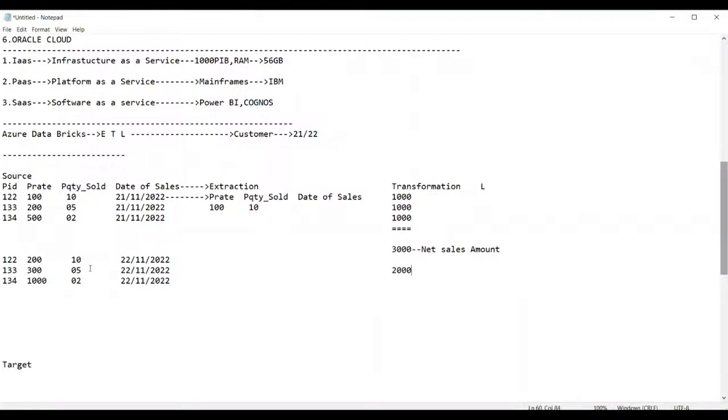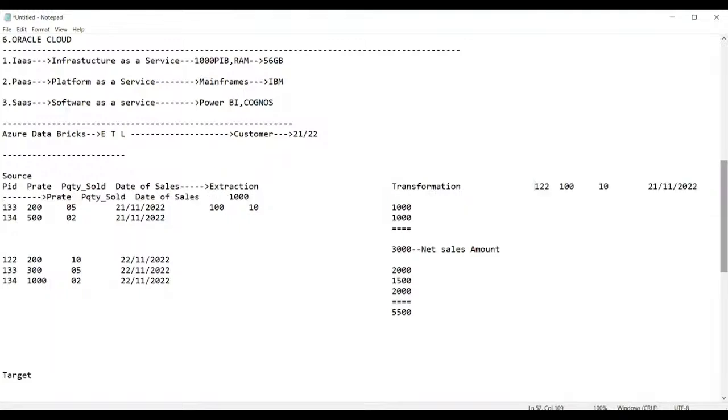2000. 300 into 5 means what, guys? 1500. Very good. 1000 into 2 means what? 2000. Very good. So now calculate the sum. 5500. Very good. So now, guys, $5,500 is the net sales amount. This process is called the transformation process. It's done now. Finally, you will be loading.